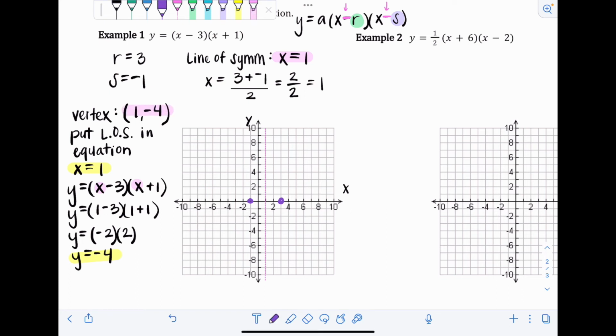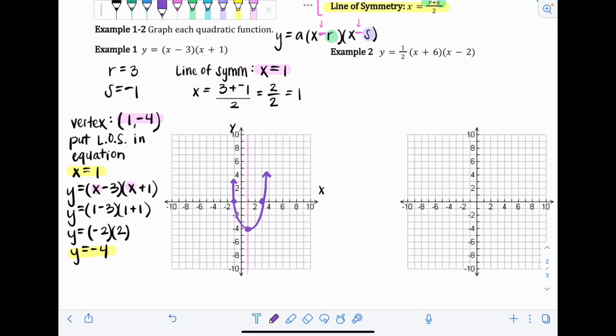So we got to put that point on the graph. So 1 would go right 1 and then down 4. Your vertex should always be on the axis of symmetry. And then now we can just connect our vertex through the intercepts and that'll create our graph. So we'll make sure it's a U shape. And now we have a parabola that represents our equation.